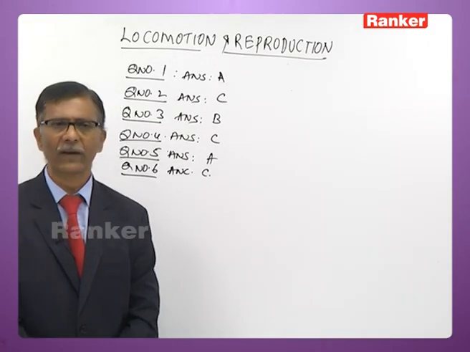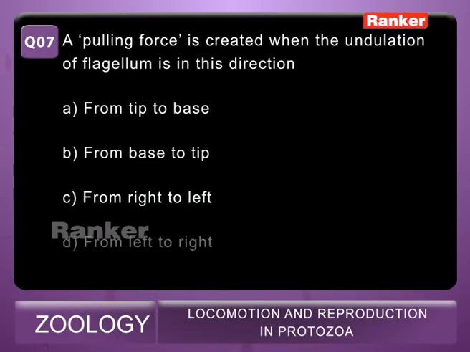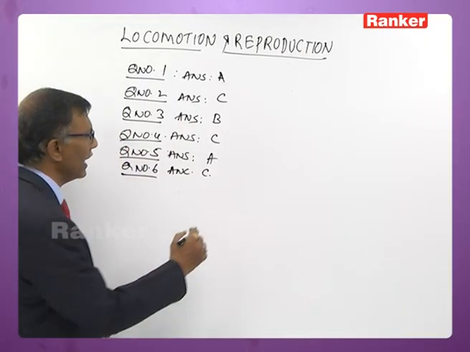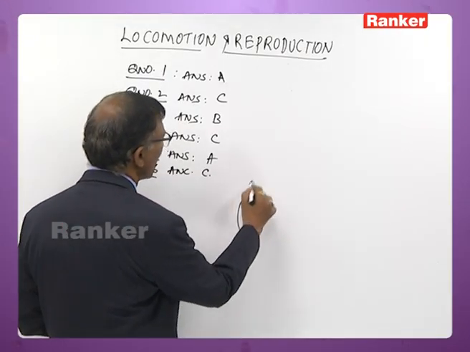Now I will read out the question for you. Question number 7. A pulling force is created when the undulation of the flagellum is in this direction. A. From tip to base, B. From base to the tip, C. From right to left, D. From left to right. Now pulling force is created when, suppose this is an organism, it has a flagellum here.